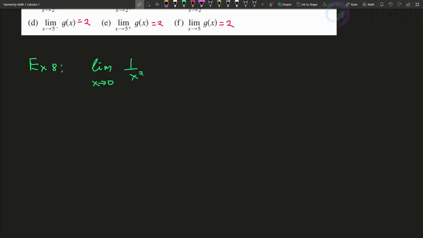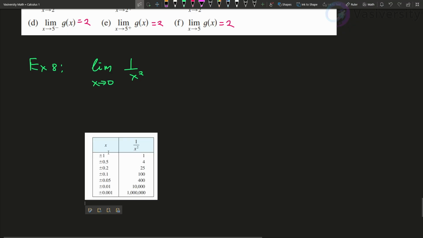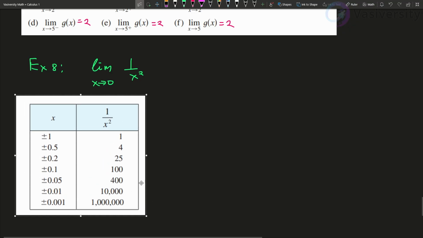If we try to evaluate it numerically first, plugging in some values, both positive and negative, it all grows. It's symmetric about the y-axis. So we grow to 1,000,000, and it keeps growing and growing and growing. We will never stop growing. And the graph of such a function will be as follows.